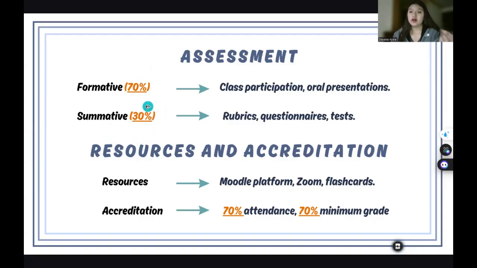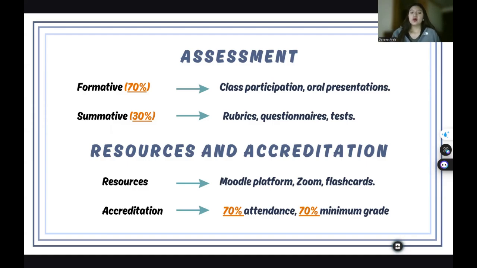Yeah, you can modify this also. Maybe you want to have a higher percentage of summative. That is not a problem. That is up to you. And then the resources and accreditation. As I am an online English teacher, I have some resources. For example, I have Moodle, Zoom, flashcards, YouTube videos, all the resources that I am going to use during all these units.